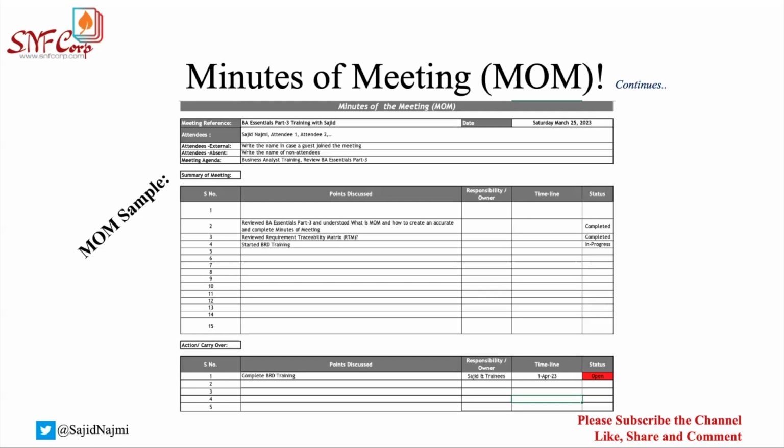Optional or mandatory, both are for your attendees. Write their names if they have joined. If anyone of them did not join, write in non-attendees, attendees absent, write their names. And then meeting agenda, you'll be writing what is the agenda of the meeting.